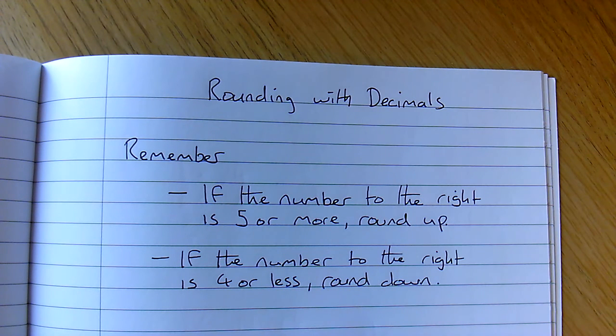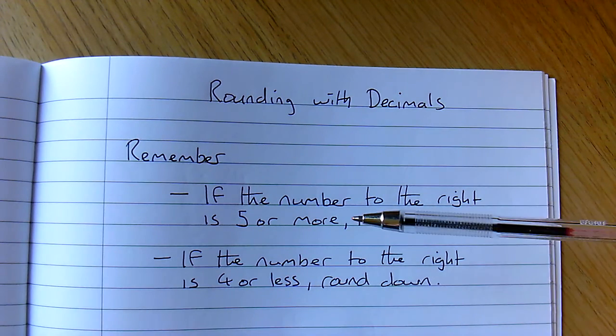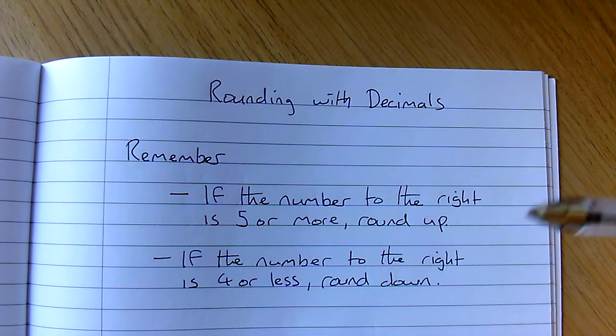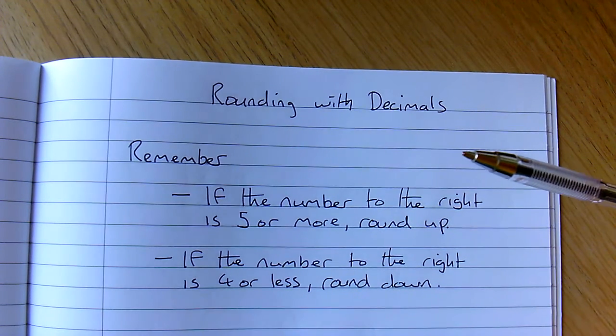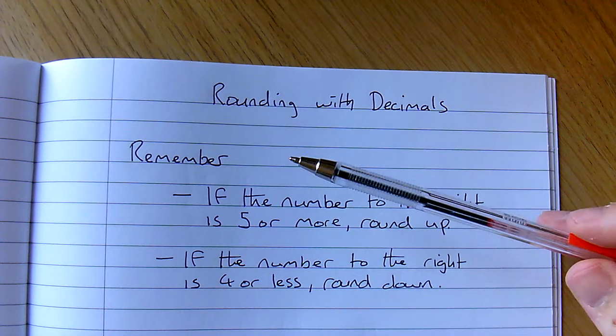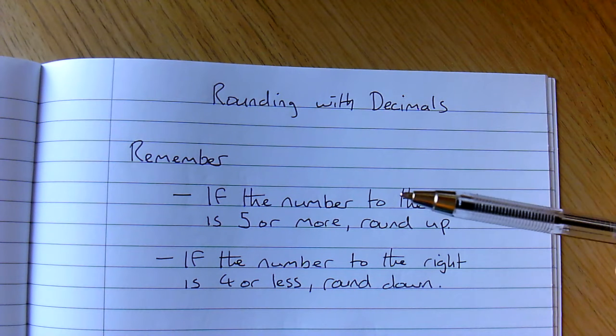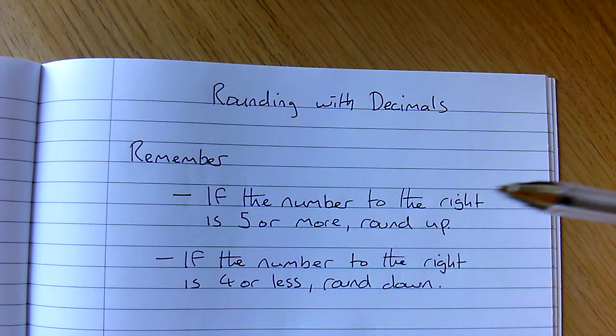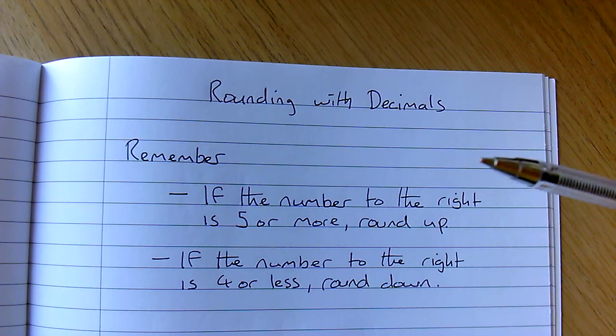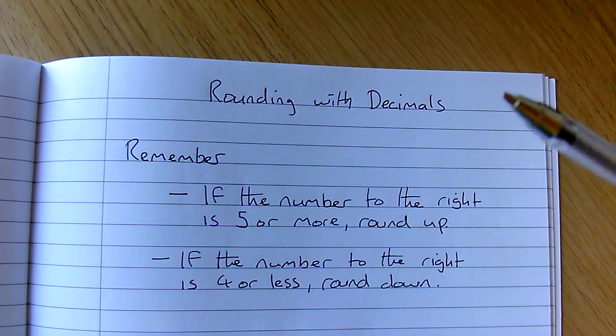Today we have a very short video on how to round with decimals. Now, the basics of rounding is very similar to how we would do significant figures or whole number rounding. And it is, remember, if the number to the right is 5 or more, round up, and if the number to the right is 4 or less, round down. I'm going to go over a few examples and show you how this works in practice.